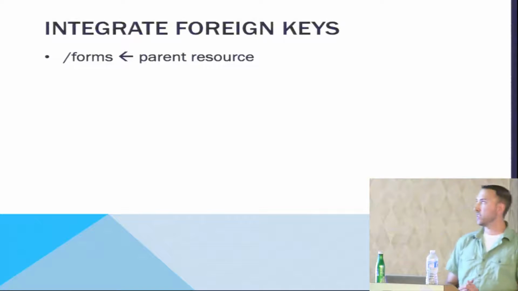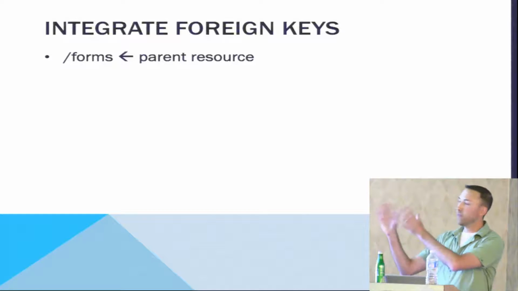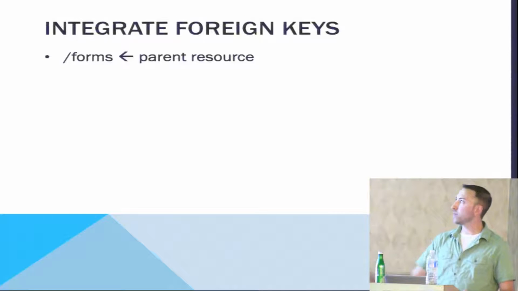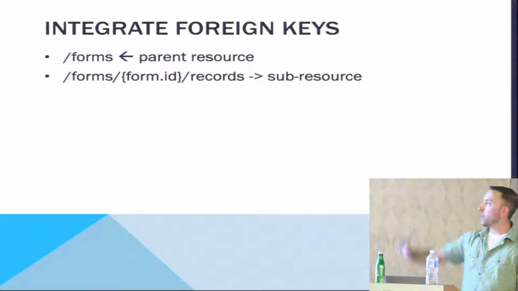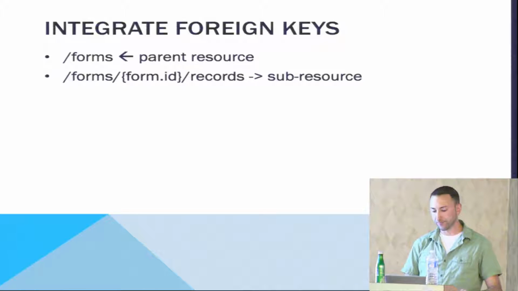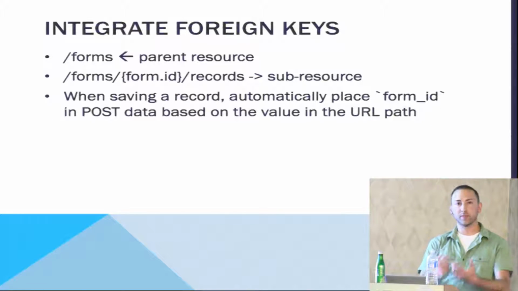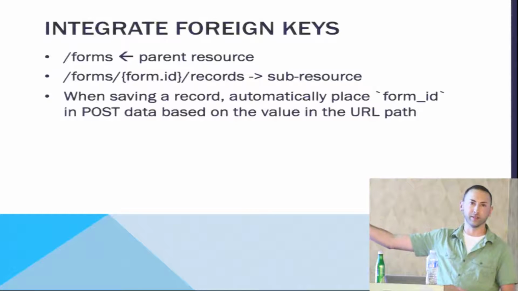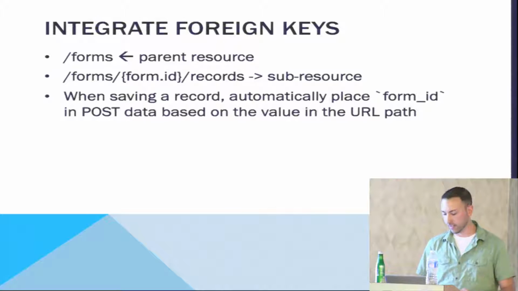It also integrates foreign keys. So here's an example from WizeHive that should be easy to grok. So we have forms, and you could save forms, get forms, etc. And that's a parent level resource. It's very important. And then we have sub-resources. So forms can have records, and that's how you access them. So the problem is that when you're saving a record, you don't want the user to have to specify a form ID that's already in the URL. So the input data component automatically figures those sorts of things out and gives the table the form ID, even though the user never actually passed it in the post data.